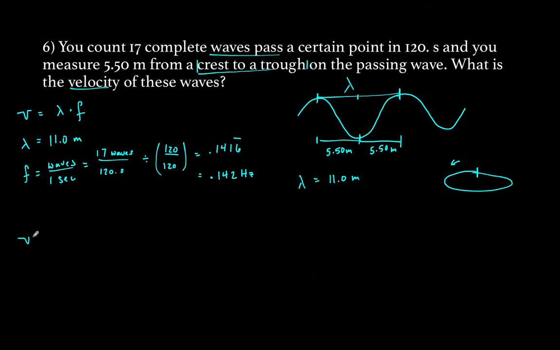So now I have a frequency, I have a wavelength. Let's plug it in. Velocity equals my wavelength, 11.0 meters, multiplied by my frequency, 0.142 hertz. In the end, I need 3 sig figs, so 11.0 times 0.142 gives 1.562 meters per second. My 2 just gets cut off, and I have a final answer of 1.56 meters per second as my velocity. So that's number 6.